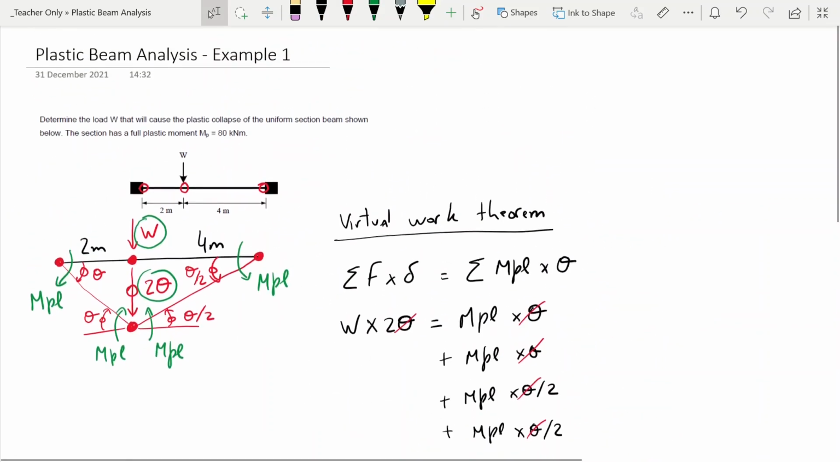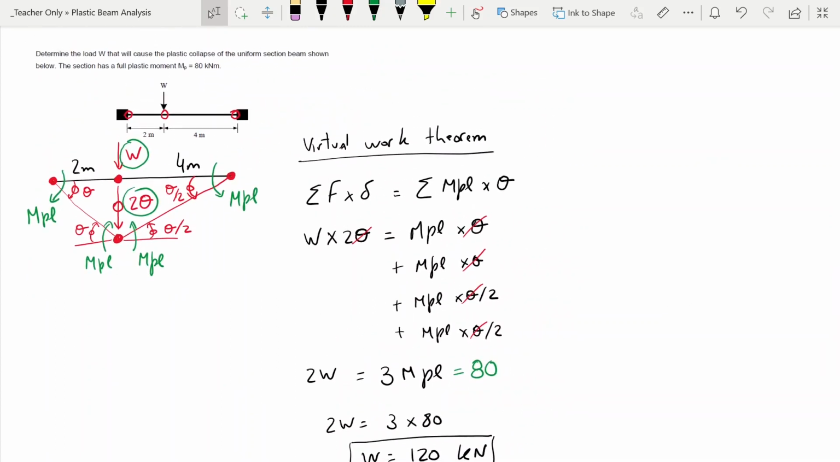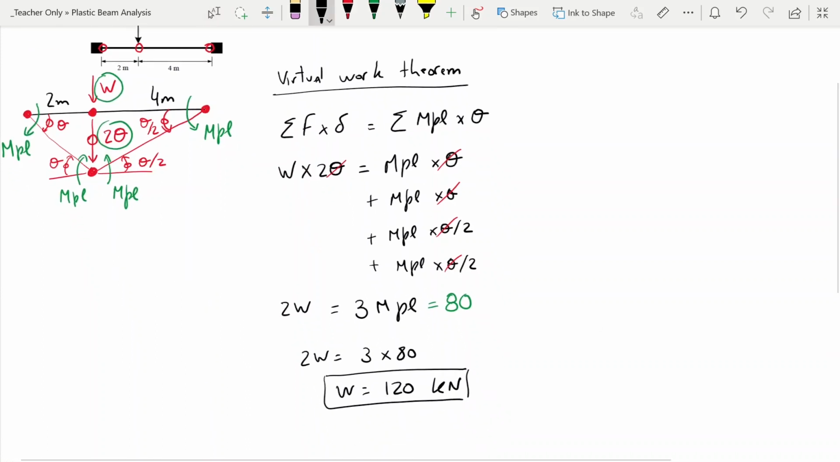So this is the first example. We're going to solve a couple more, but the idea is this one. So yet again, we assume a certain collapse mechanism, we calculate what is the load necessary to cause it, and at the end, that becomes the collapse load that we're interested in obtaining.